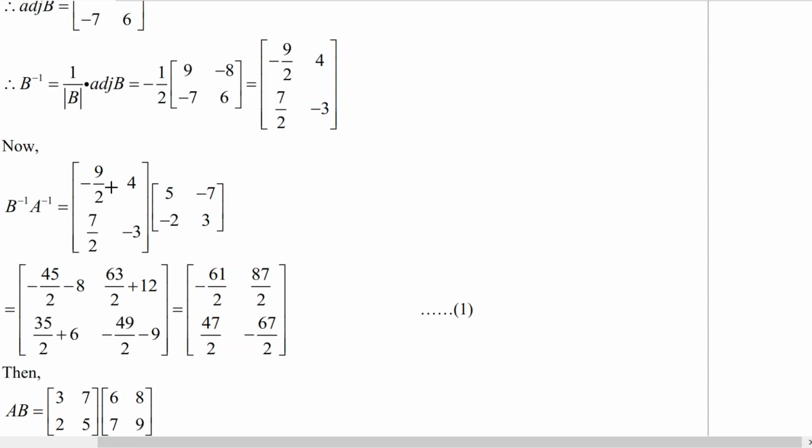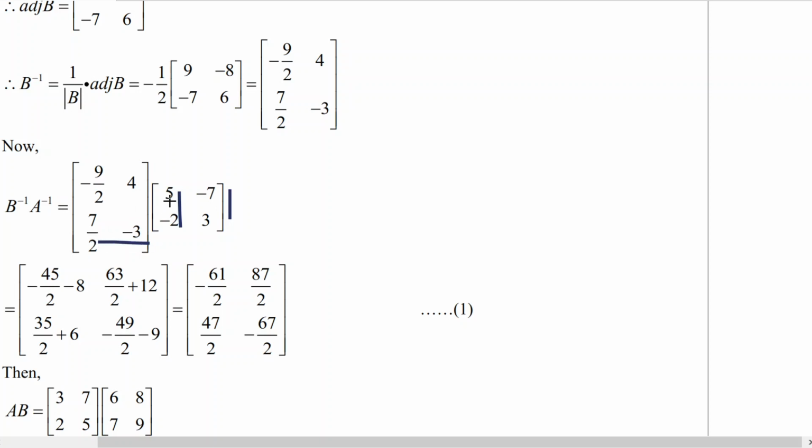Let us see. Row multiplied by column. Never forget the rules. Okay. So minus 9 by 2 into 5 is minus 45 by 2. 4 into minus 2 is minus 8. Similarly, multiplying with second column, minus 9 by 2 into minus 7, 7 9 is 63 by 2. And then 4 into 3 is 12. So once you multiply with the first row, then we can do the same with the second row.